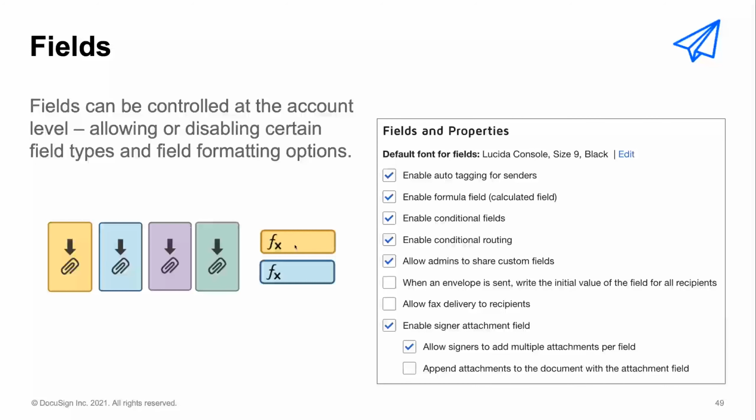There's also a formula field or a calculated field, which will calculate a value based off of previous field entries. You can disable that formula field and then your users would not be able to see it. There are some more advanced options here like conditional fields and conditional routing if those need to be enabled or disabled, as well as the option to determine the default font styling for fields. So maybe your school uses a specific font. You can determine that here in admin, and then when a field is added to a document or a template, that font will be applied versus your users having to click in and change that font on every field they add.